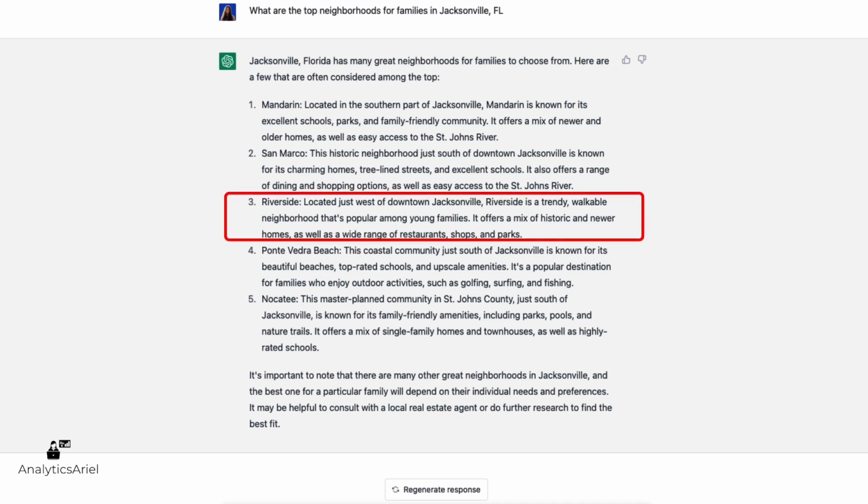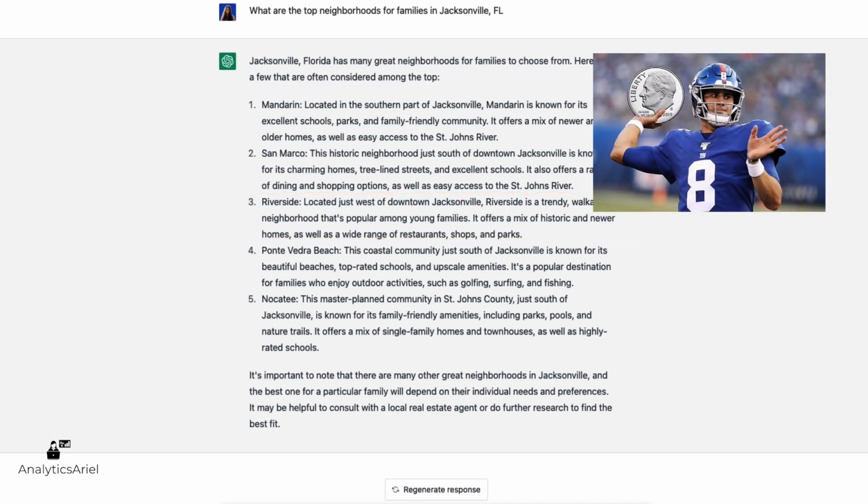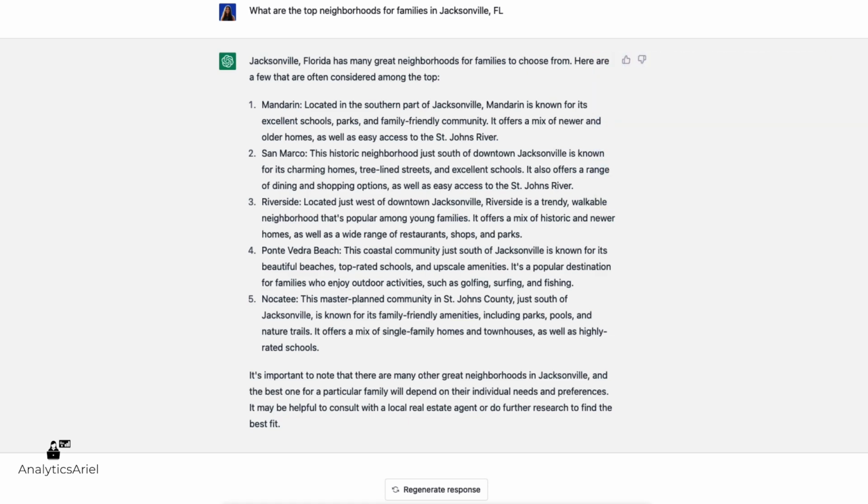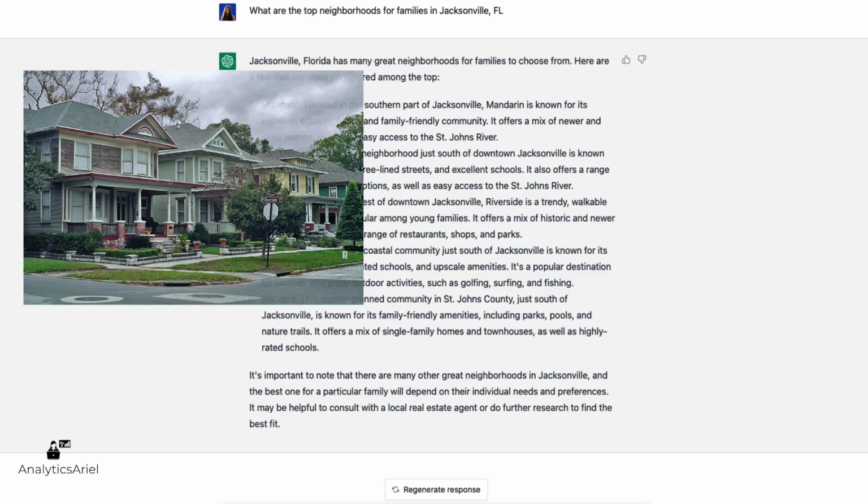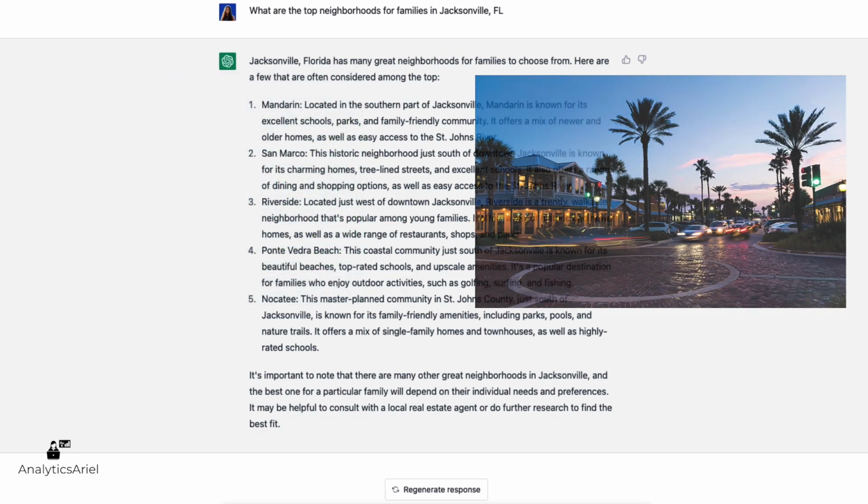Number 3, Riverside, I've actually ventured to when going to a Jacksonville football game against the Giants, which they won, by the way. So Riverside is a trendy, walkable neighborhood that's popular among young families. And from what I saw when I was there, it was very beautiful, lots of greenery, some older historic homes, and there's a bunch of shops and restaurants.